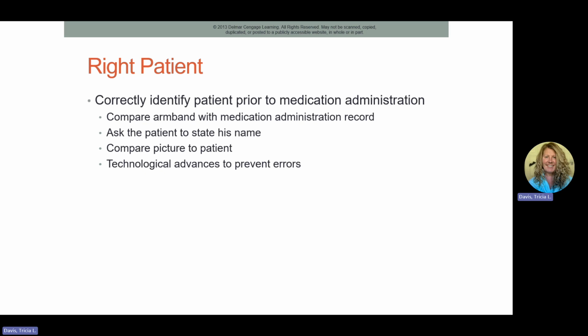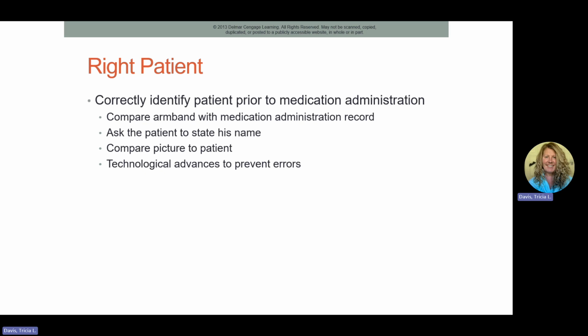So if I go in and I scan Mr. Jones's label that's on his wrist, but I'm in Mrs. Thomas's chart, it's going to say this is not the correct patient. So what did that do when I scanned that patient? It prevented me from making a medication administration error.